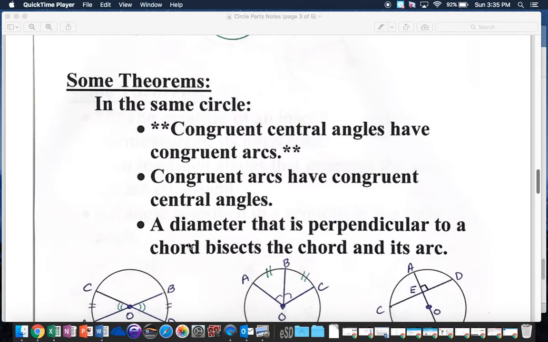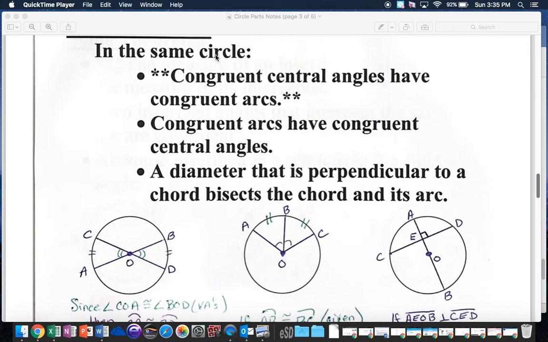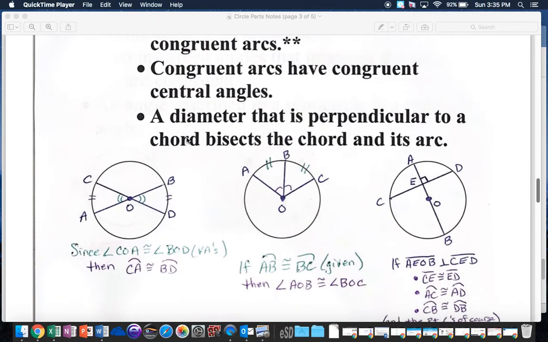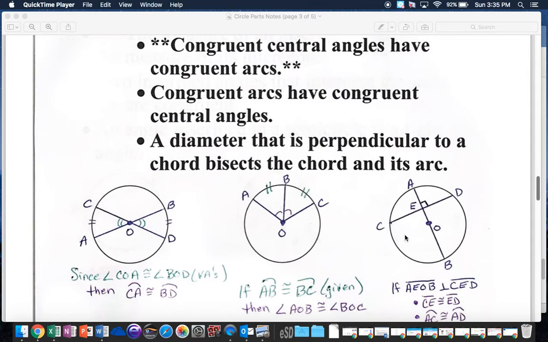All right, okay, some theorems to know. Three, and really it's two. So, congruent central angles have congruent arcs. We just said that, all right? Now it's the reverse. Congruent arcs have congruent central angles. Well, we said that too. So here's a picture that goes with the first bullet, second bullet, third bullet.